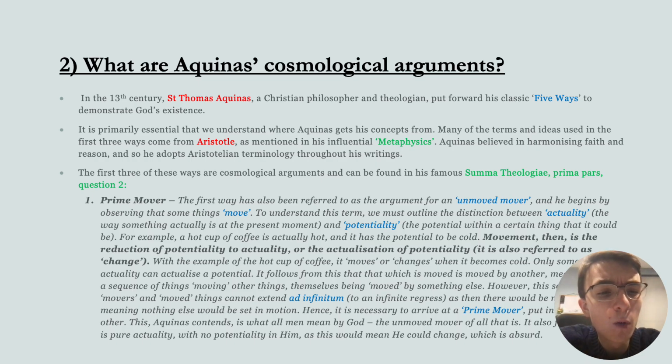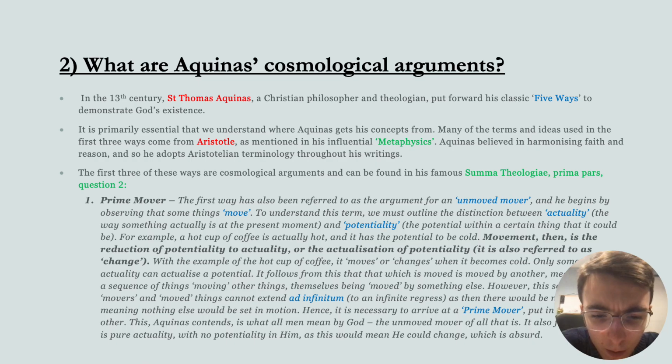So only something, and this is what Aquinas says next, only something in actuality can actualize a potential. Everything that exists is in some sort of state of actuality, depending on what the thing is. And for a potential to be actualized, so for something that could be in a certain way to actually become that certain thing, there needs to be some sort of cause that causes it to go from potentiality to actuality. And that thing that causes that jump has to be within actuality itself. So it has to be actually existing in a certain sense. So it follows from this that what is moved is moved by another.